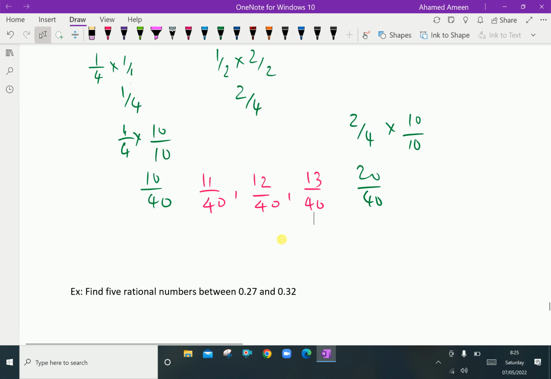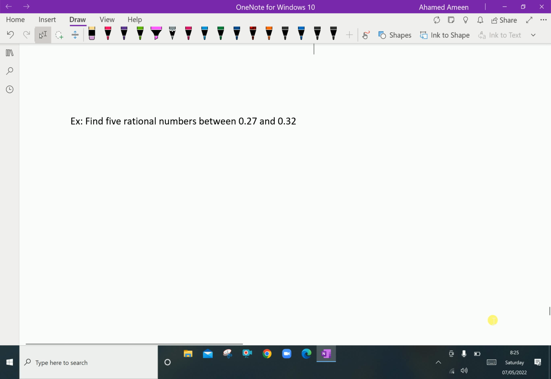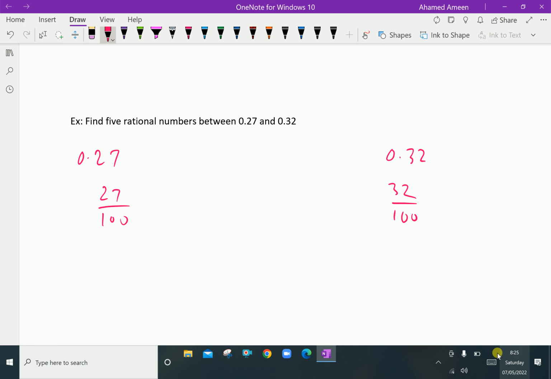Next, look at this. Find 5 rational numbers between 0.27 and 0.32. Here the decimal form is given. The lowest one is 0.27 and the higher one is 0.32. Now, 0.27 we can write as 27 by 100, and 32 by 100. Now simply you can insert 5 rational numbers, here 28, 29, 30, 31, but we need more.